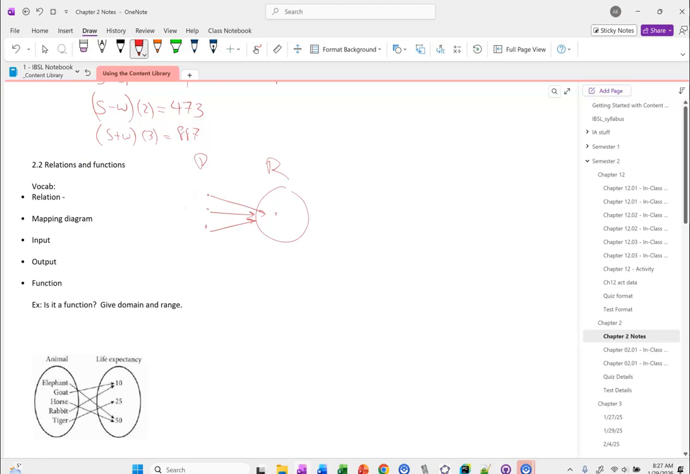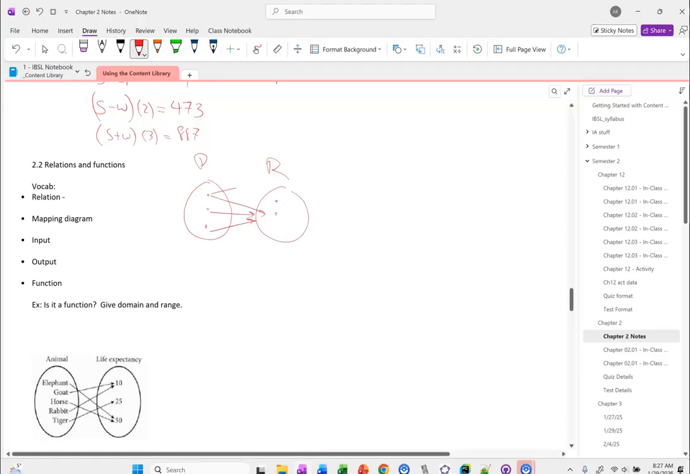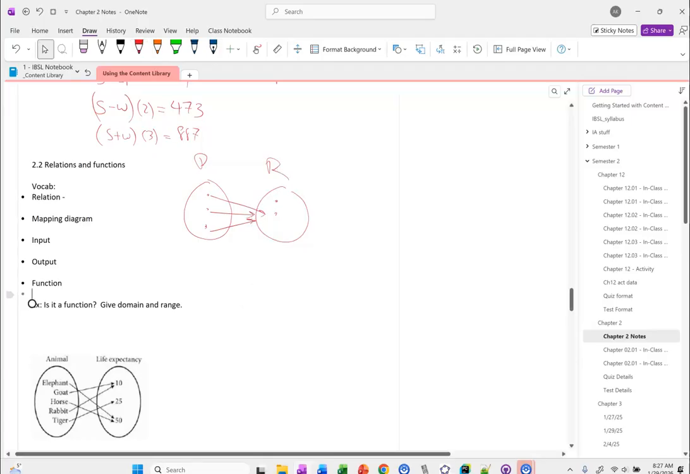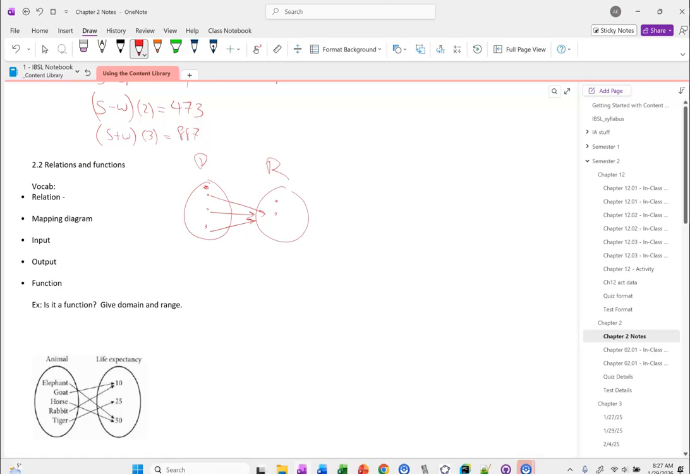Everything in the domain goes somewhere, and they only go one place. Is this a function? No. Is that a function? Yes. Does it matter that there's an unpaired element in the range? Not even a little bit. Is that a function? No. The unpaired element in the domain matters. Okay? Function is all about the domain. Range doesn't matter what's going on over there.